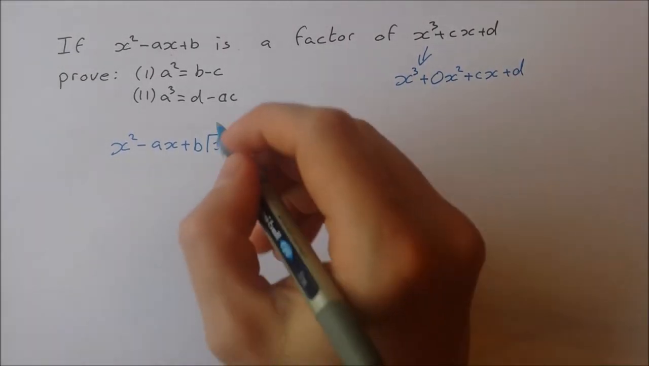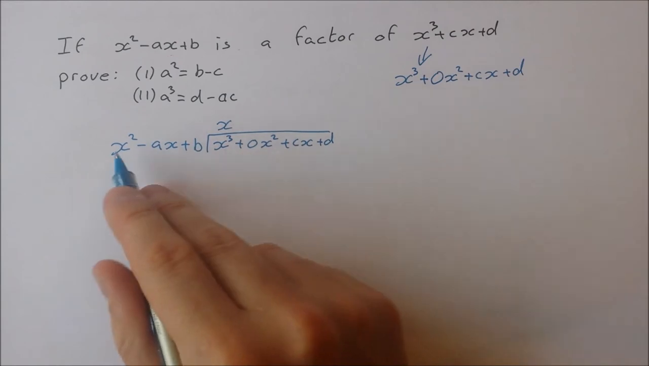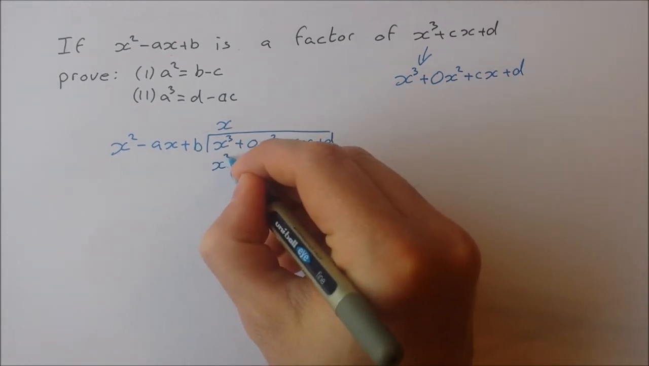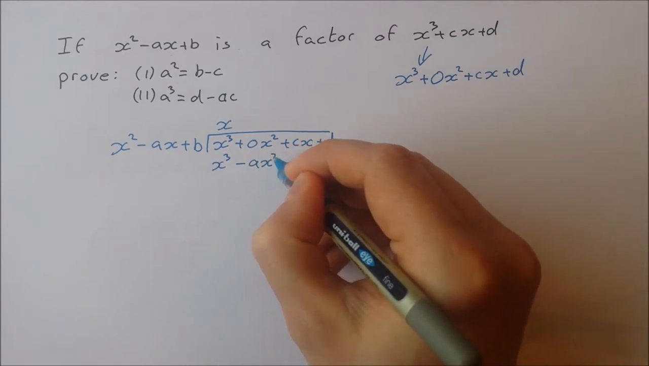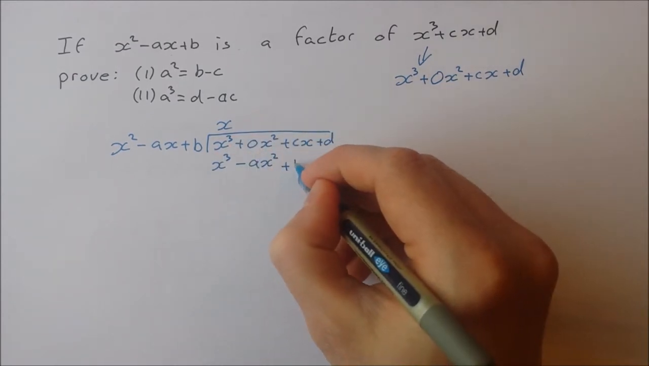X squared into x cubed is x. X times x squared is x cubed. X times minus ax is minus ax squared. X times b is plus bx.